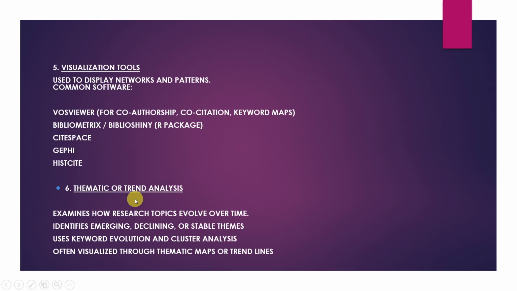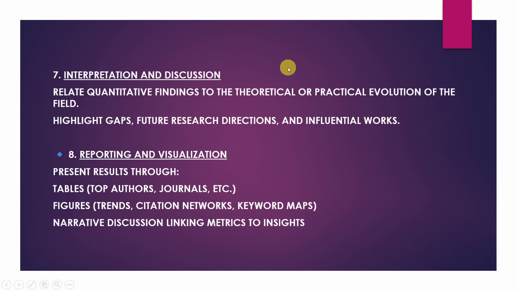Next, you have thematic or trend analysis. It examines how research topics evolve over a period of time. It identifies the emerging, declining, and stable themes using keyword evolution and cluster analysis, and offers visualization through a thematic map or trend line. Next, you have the interpretation and discussion. It relates quantitative findings to the theoretical or practical evolution of the field, highlights the gaps, future research directions, and influential work in a particular field.